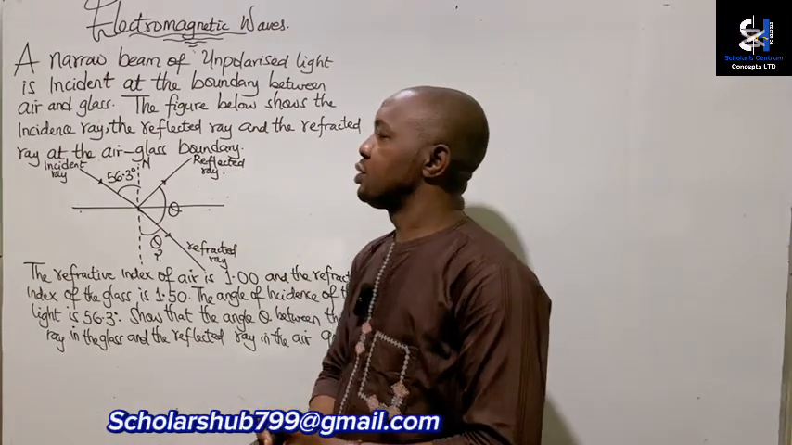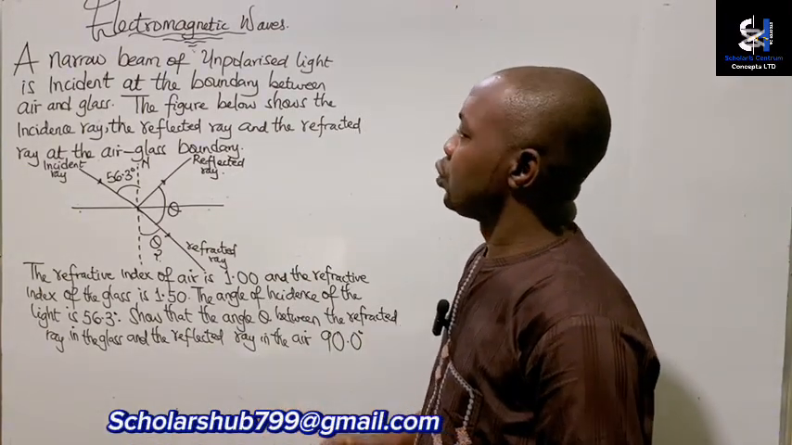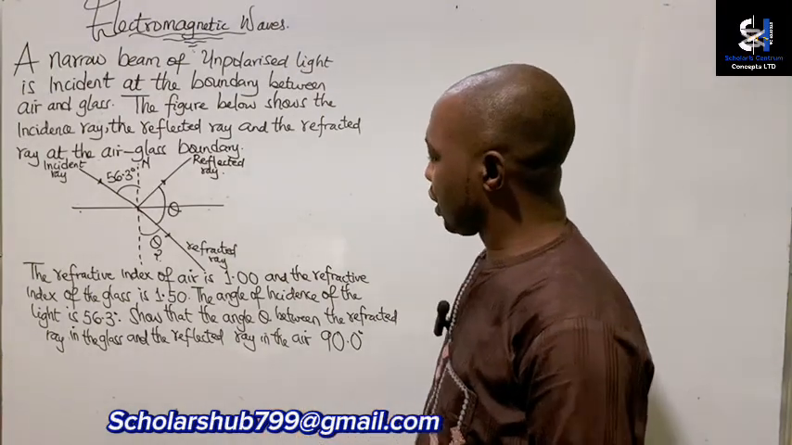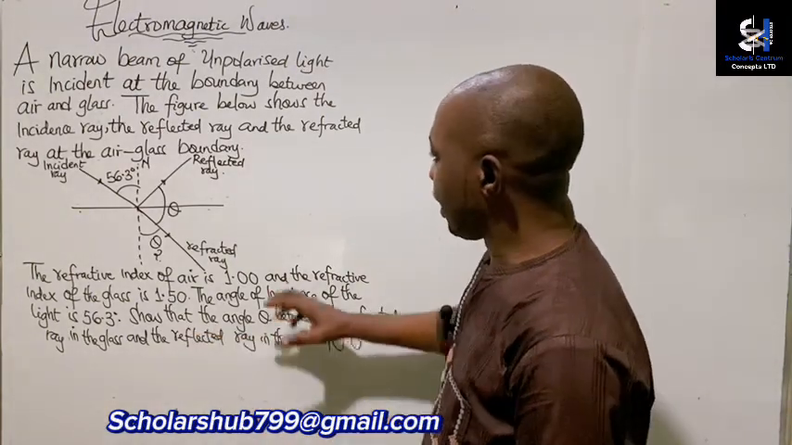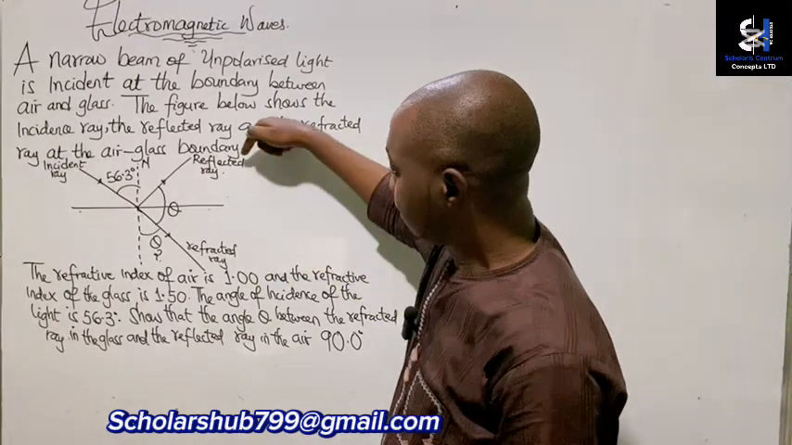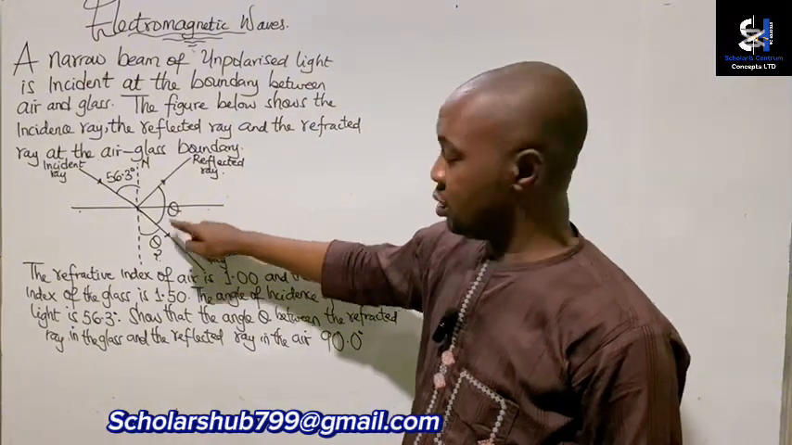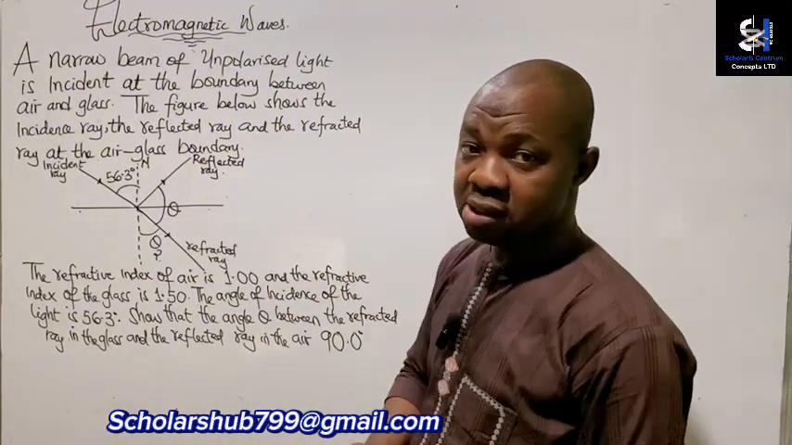Now let's solve this electromagnetic wave question. In this video, we'll be looking at how to show that the angle between the reflected ray and the refracted ray, which is what we have here as theta, is equal to 90 degrees.